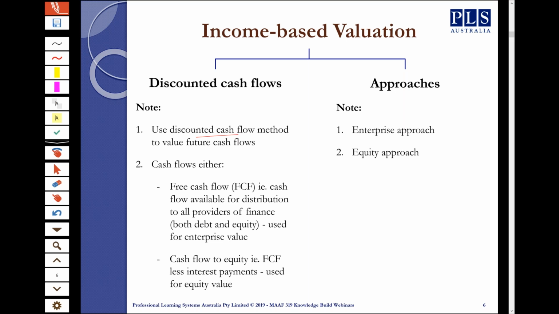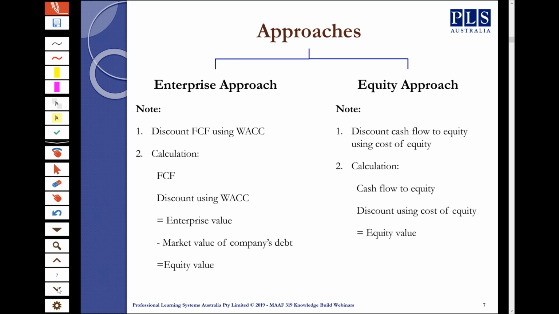You'll find that there are two approaches identified, enterprise and equity, and I'm going to be a strong believer in the fact that as I sit in an exam environment, I'm going to pay attention to which one they are asking for. Have they asked me for the enterprise? Have they asked me for the equity approach? So basically with the enterprise approach, you take your free cash flow and you discount it using your weighted average cost of capital. So your free cash flow, discounted using your weighted average cost of capital, gives you an enterprise value. Take away market value of debt gives you an equity value.